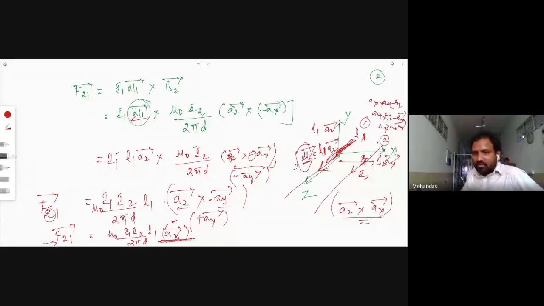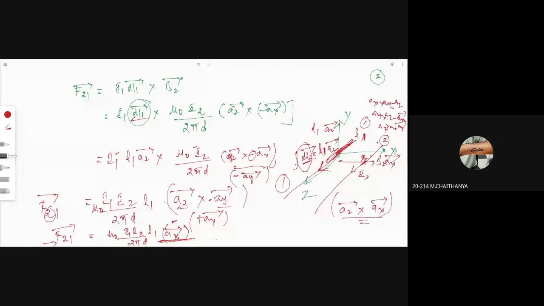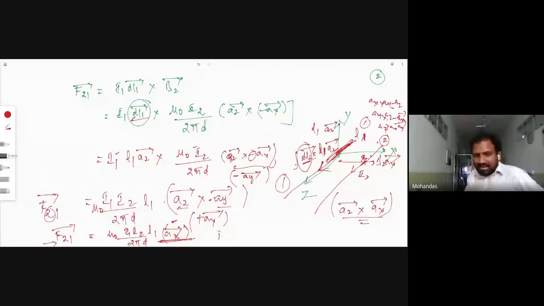Attract. It is moving from left to right, right? From left to right. Conductor 1 is attracting conductor 2. What does this AX give here? Plus AX gives, what is it giving? The conductor 1 is moving towards this conductor 2.